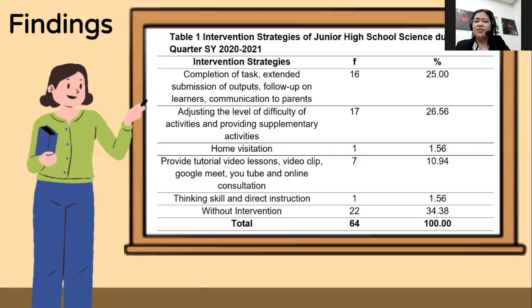For the findings of the study, for Table 1, the intervention strategies of the junior high school science during the third quarter for school year 2020 to 2021. For a great percentage, we have the without intervention at 34.38%. It was followed by 26.56% for adjusting the level of difficulty of activities and providing supplementary activities.